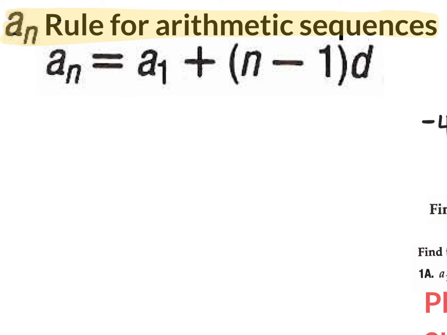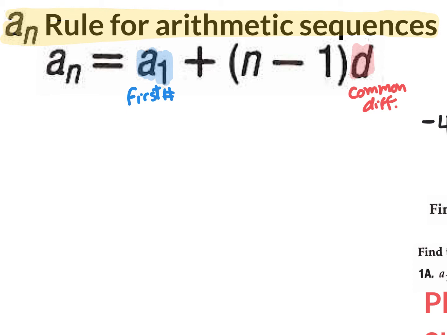And as you're copying this down, I just want to reiterate a couple of things. We should all know that a sub 1 is really what? First number. Whoops, forgot the T. First number. Okay. And how about, what is that d? Common difference. So those are the notes that we need to memorize today, right now.